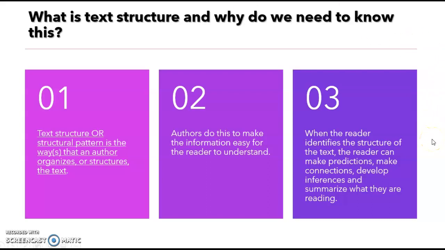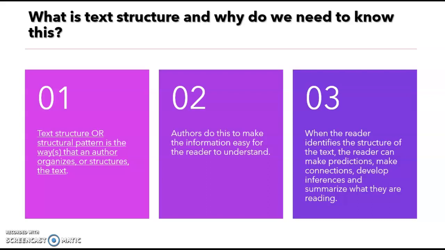And then why do we need to know this? Well, that's a question I get asked all the time. When we are reading a text and we're identifying the text structure, there are several things that help me as the reader. First thing is when I know how the author organized the information, I can start making predictions as I'm reading, because we know as good readers, we should be making predictions in our head as we're reading. I can also make connections, and we know that we can connect the text to ourselves. We can connect the text to something else that we read. We can connect the text to a movie or a book. Again, good readers are making those connections the entire time they're reading.